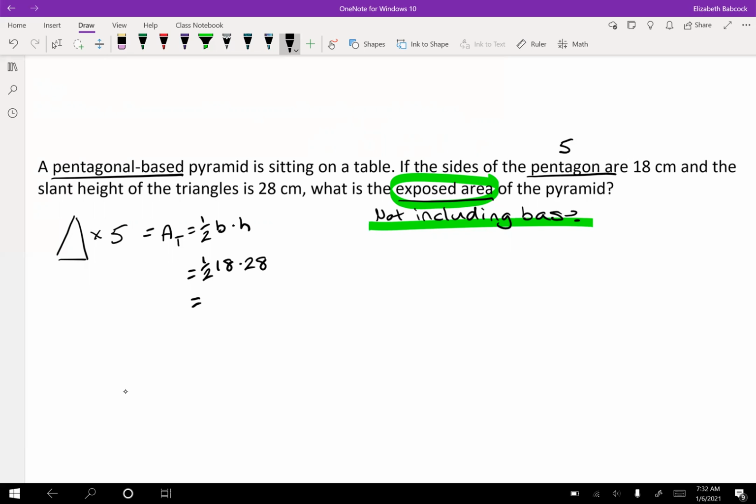We have 1/2 of 18, which is 9, times 28 is 252, but remember we have 5 of them, so times that by 5, and we get 1,260 centimeters squared. That would be your final answer.